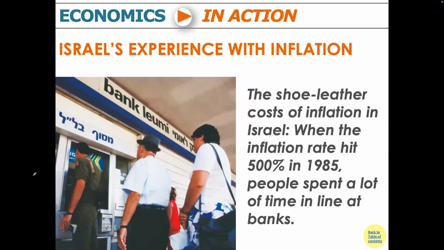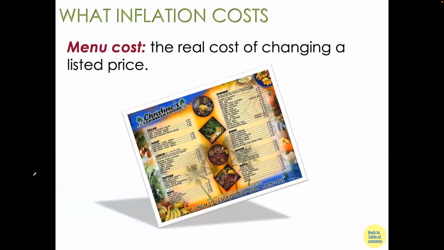Here's an example when the shoe leather cost can be very high. Back in 1985, the inflation in Israel went to 500%. You can see from this picture, people just line up at the ATM, right? That's very time consuming. Why do they line up at the ATM? Because they want to withdraw the cash before their cash becomes a useless paper. Okay, so this is one cost of inflation.